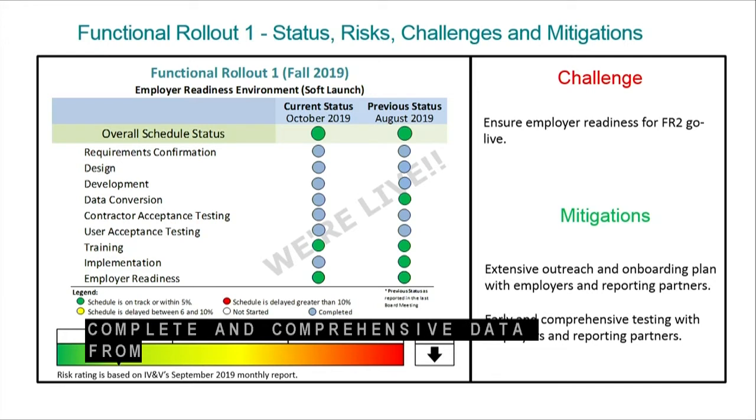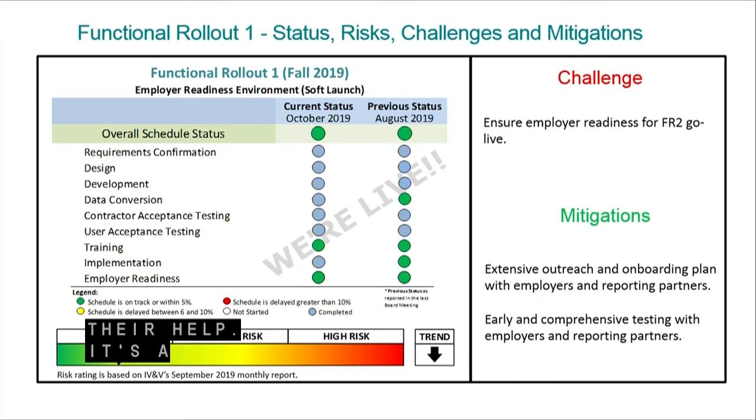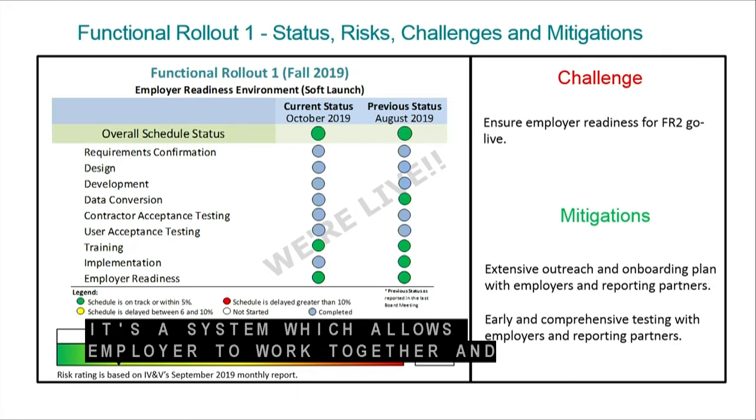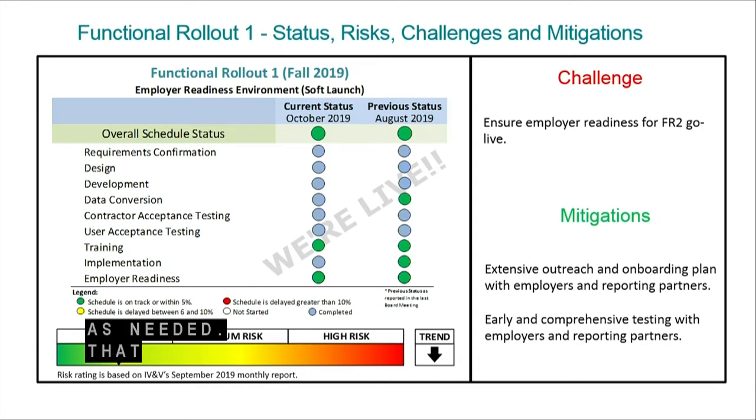Our initial assessments tell us that more than 90% of employers are likely going to be ready to test the new file format next year. That reflects the kind of support we are getting from the employer community, and we really appreciate it because we can't make it successful without their help. The employer readiness environment is a non-production system which allows employers and staff to work together and ensure that employers are able to submit the contribution file to us, and we are able to receive and process it successfully.